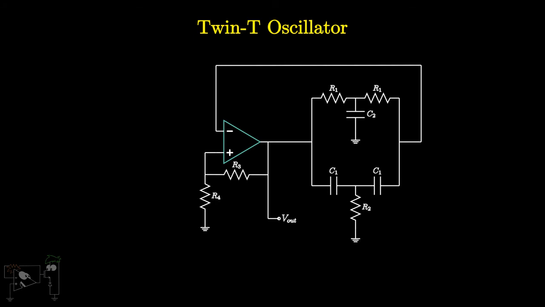If R1 equals 2R2 and C2 is equal to 2C1, we have f0 as 1 by 2 pi R1C1. The Twin-T oscillator is suitable only for fixed frequency operations. Since the variation in its frequency requires variation in several components, it is impractical to use it in continuous tuning applications.